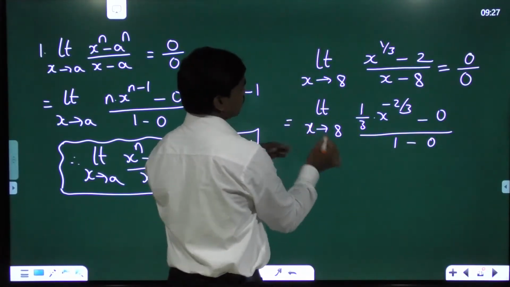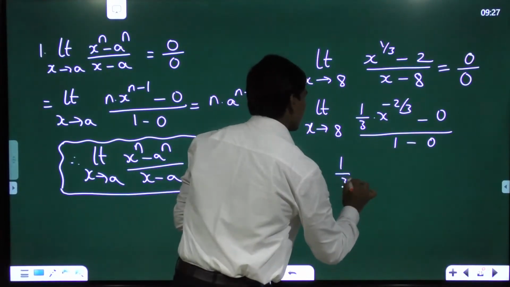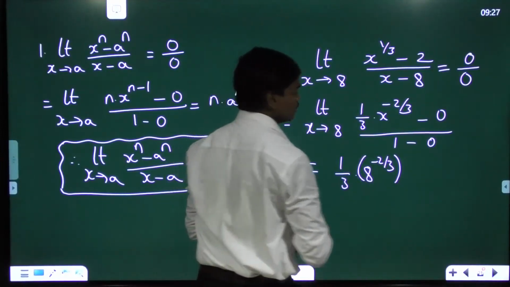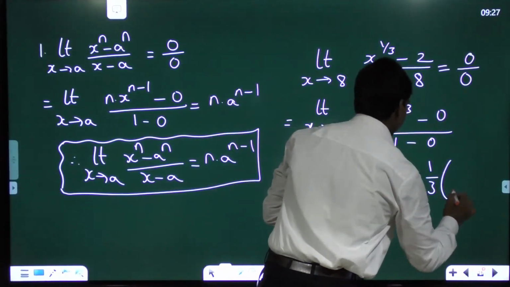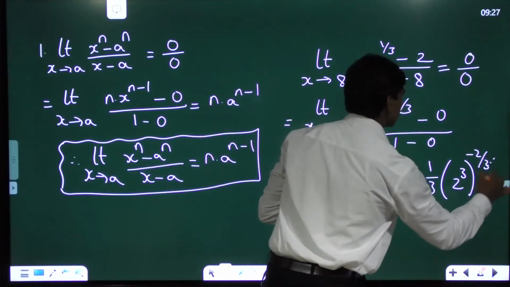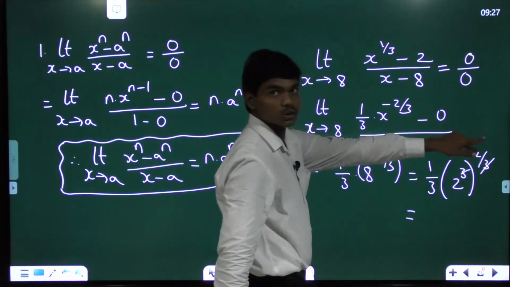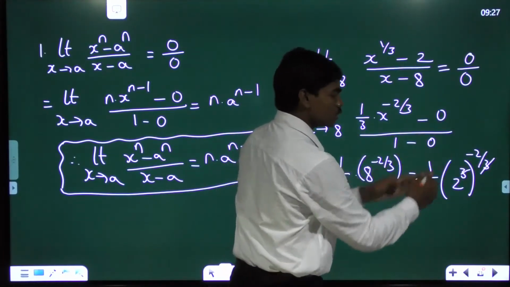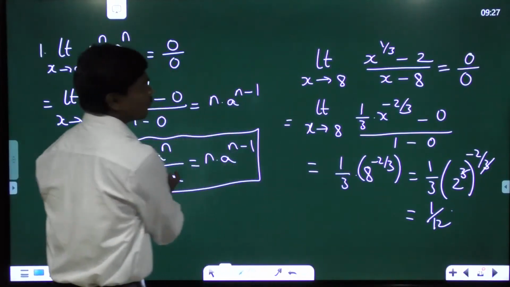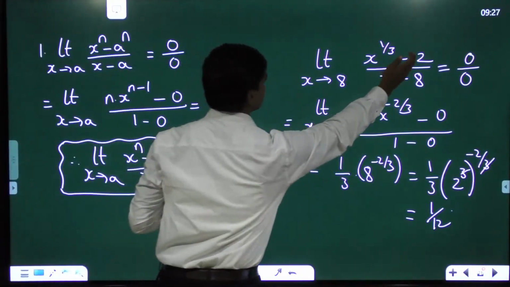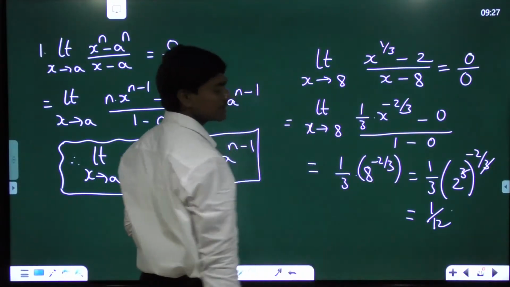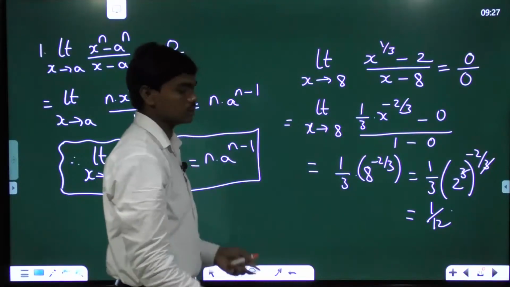So if you put x is equal to 8 here, 1 by 3 into 8^(-2/3). And how to evaluate this value, 8^(-2/3)? So 1 by 3 into this 8 can be written as 2 cube. So (2^3) whole power -2/3. So this 3 gets cancelled. And 2^(-2) can be written as 1 by 2 square. So 1 by 3 into 1 by 4 will give you 1 by 12. Or else if you adopt this particular formulation also, you could get the answer. You might have written this 2 as 8^(1/3). Then n into a^(n-1) could be the answer direct. You would have achieved this step since both are interlinked.